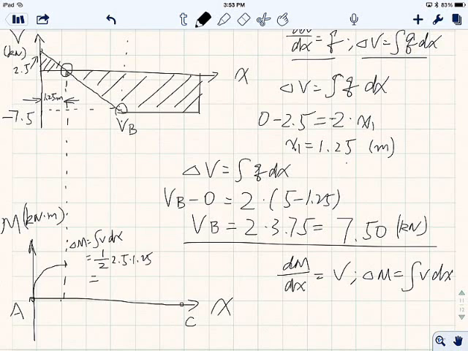What is 1.25 times 1.25? I don't have a calculator. Can anyone help me calculate this out? 1.25 times 1.25, what is it? 1.875? Kilonewton times meter. Thank you. 1.875, right, so that's how it's calculated.